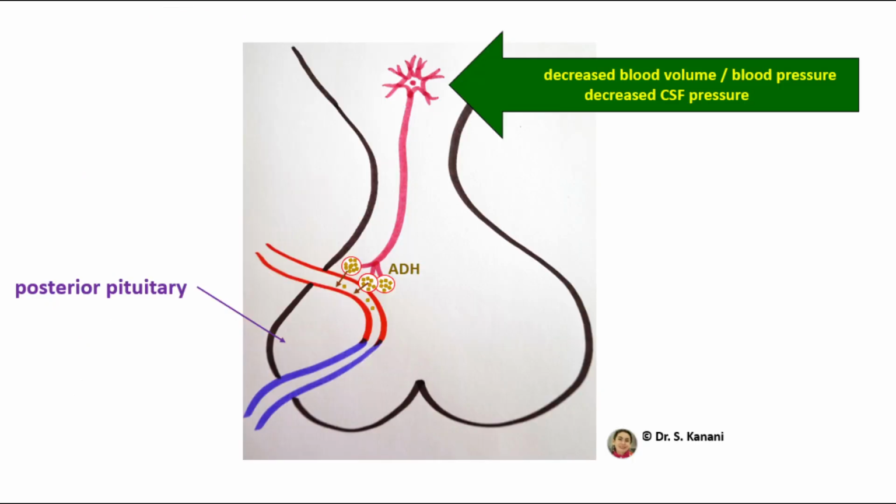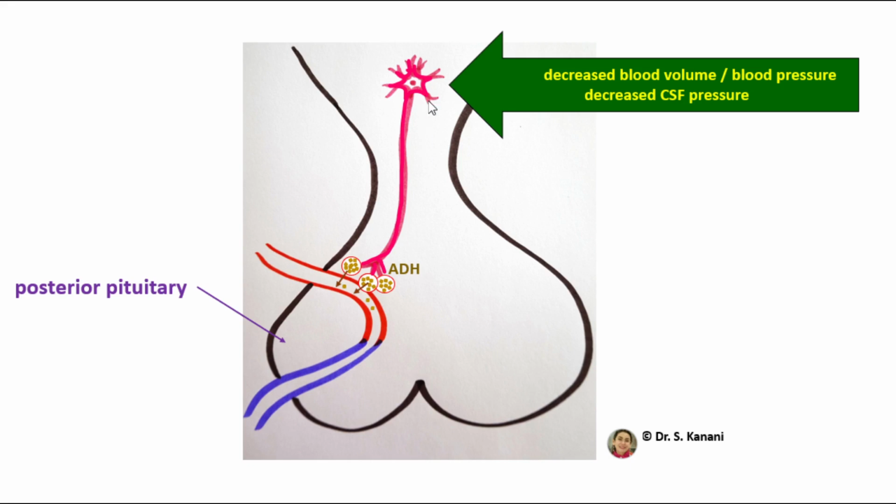Antidiuretic hormone is produced by one of the groups of neurosecretory cells that we have in the hypothalamus. After production of ADH, these cells pack antidiuretic hormone in their axon terminals. And as you see, the axon terminals of these cells are located in the posterior pituitary.